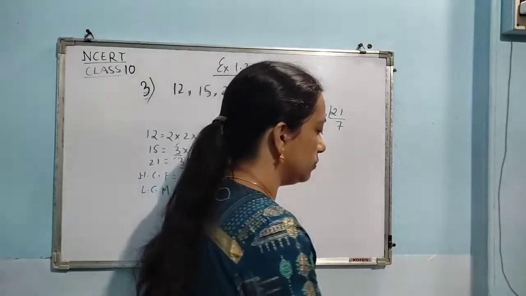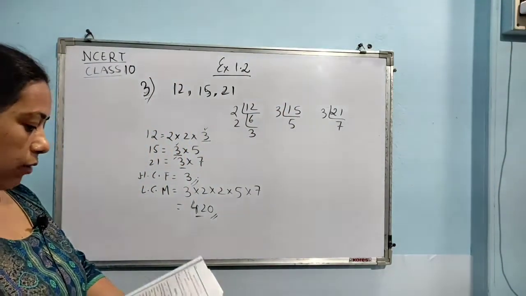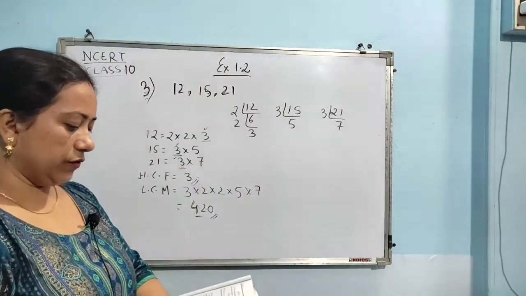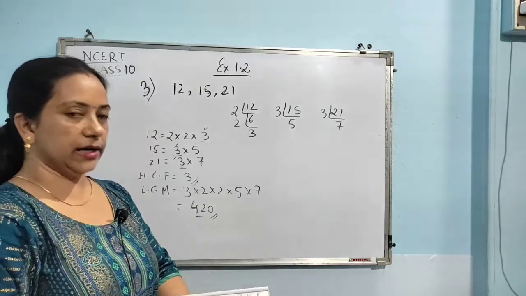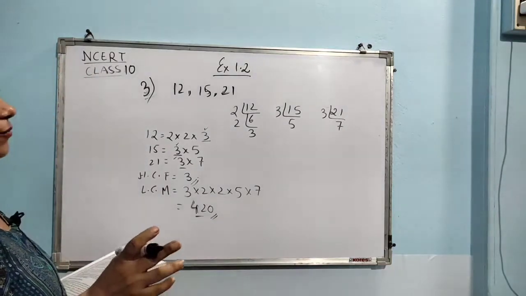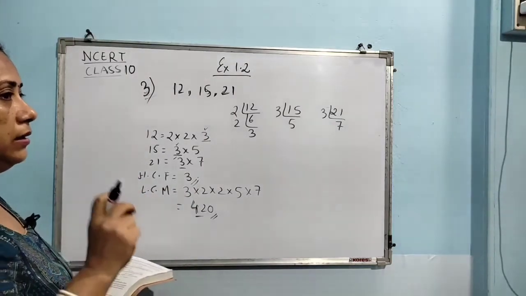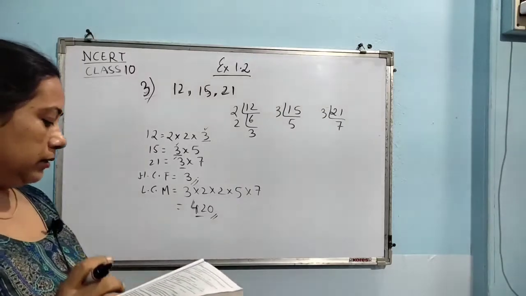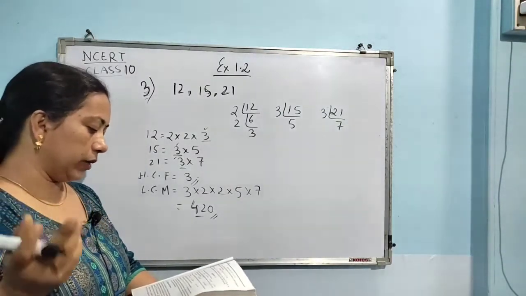So with this one we have completed this exercise, this question. Now question number 4, given that HCF of these two numbers 306 and 657 is 9, find LCM. In that question you have to use that particular idea only, that the product of two numbers will always be equal to the product of the HCF and LCM. Using that particular idea you can proceed.